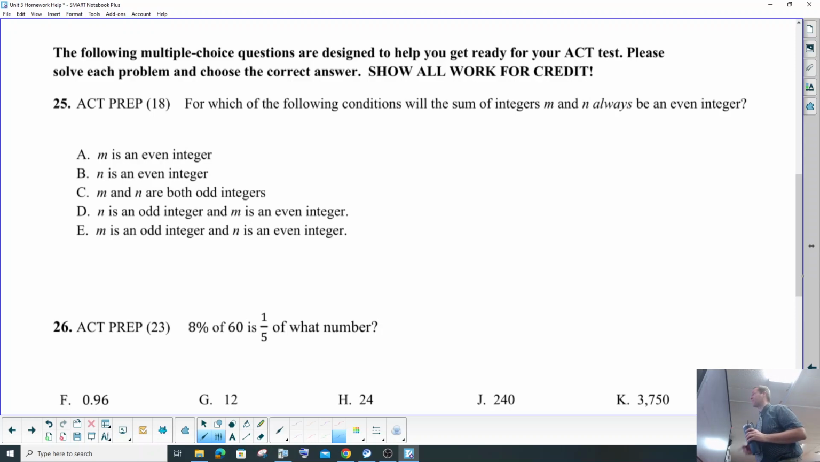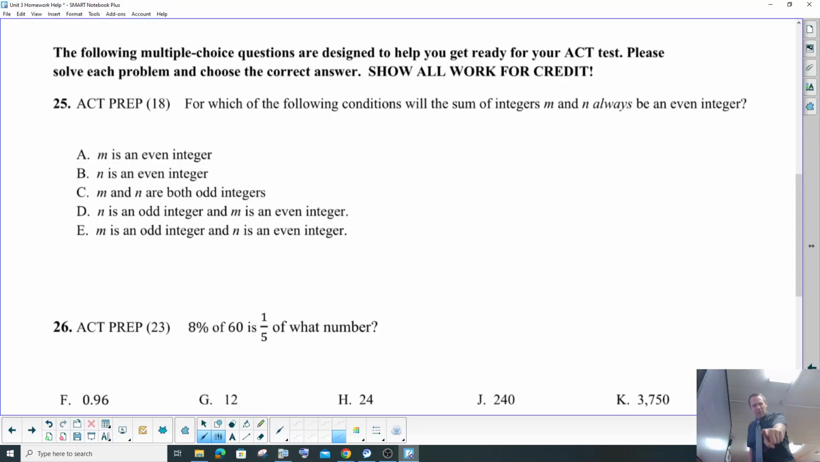Okay, for which of the following conditions will the sum of integers m and n always be an even integer? The sum of integers m and n always be an even integer. Let's see. I'm thinking about it. You think about it too. I'm going to pause and think about it.